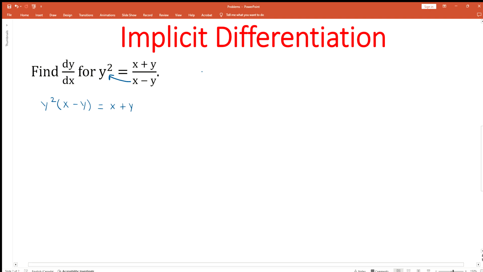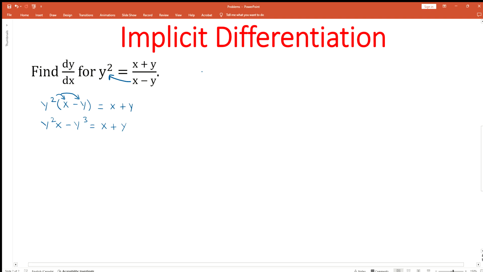Next, we can distribute y square into the parentheses. We should multiply both terms in the parentheses by y square. We can use this equation to find dy over dx. We have to find the derivative of all terms in this equation with respect to x.